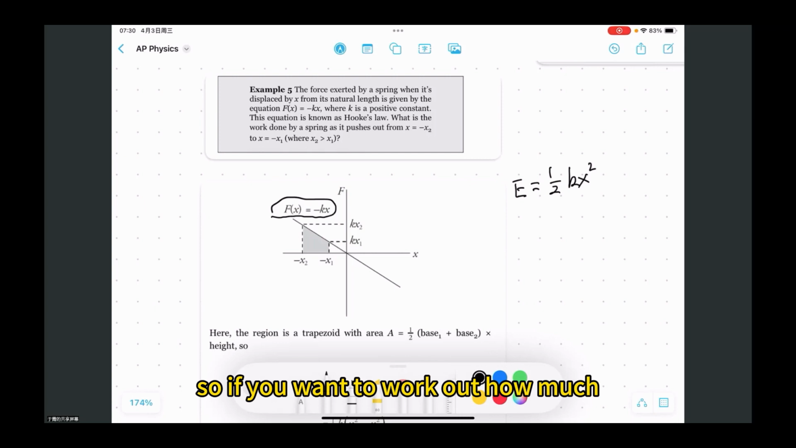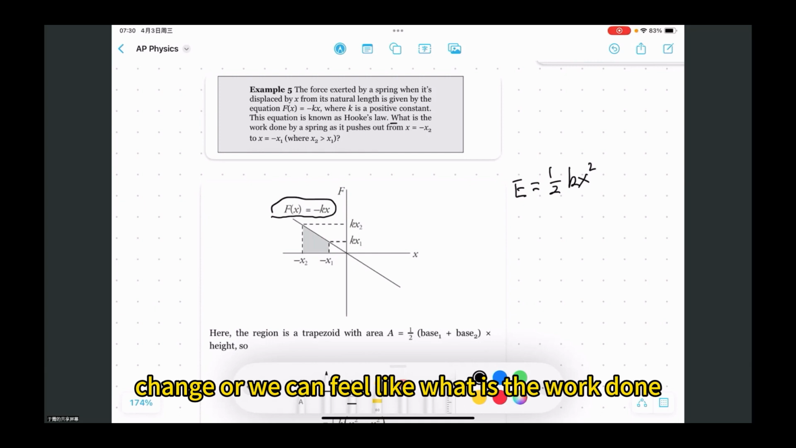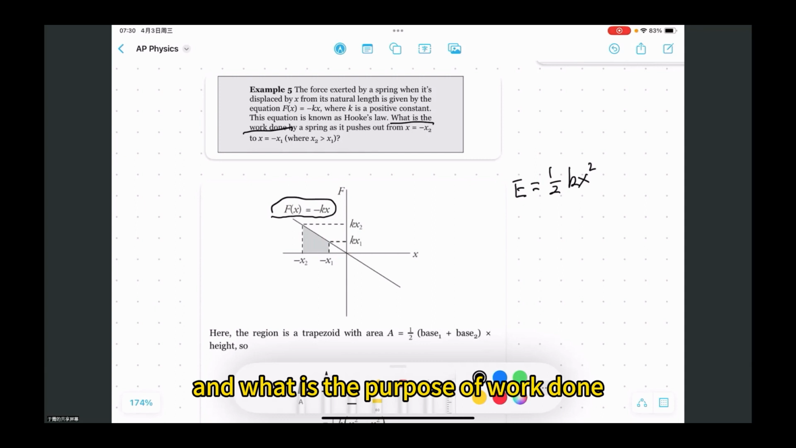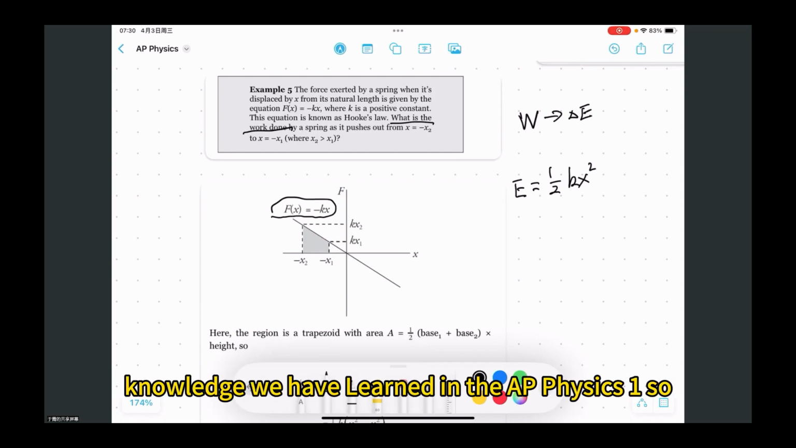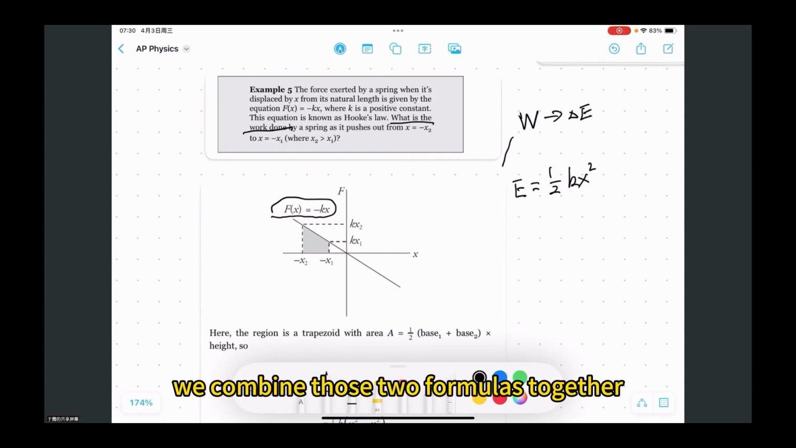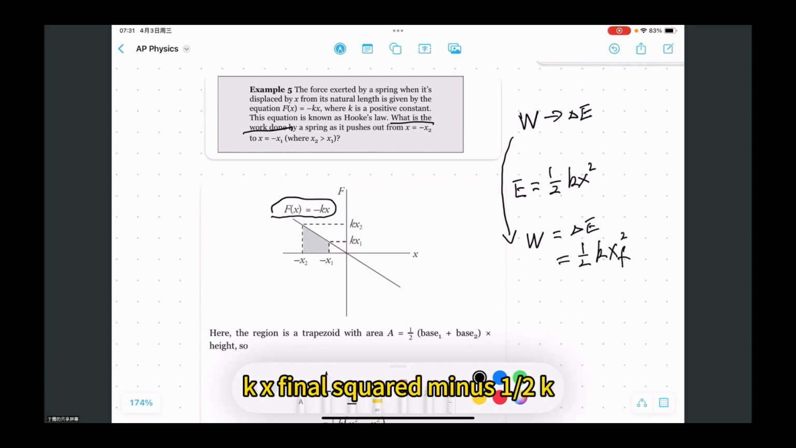So if you want to work out how much the energy changed, or we can ask what the work done is and what the purpose of work done is. Any work done may affect the change in energy, right? That is knowledge we learned in AP Physics 1. So we combine those two formulas together and write it this way. The work done equals the change of energy, which is 1/2 k x final squared minus 1/2 k x initial squared.